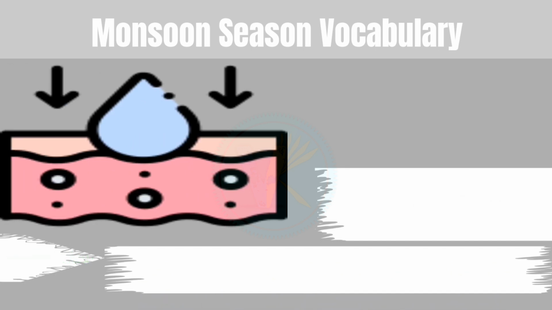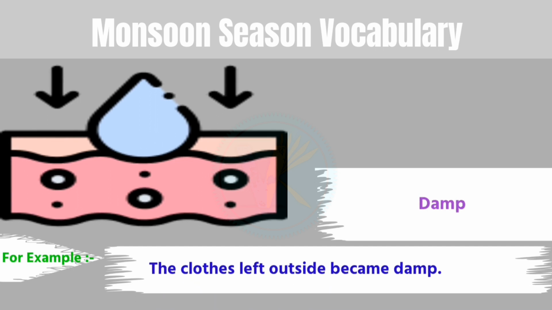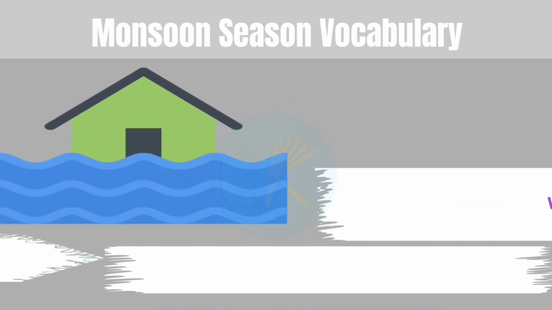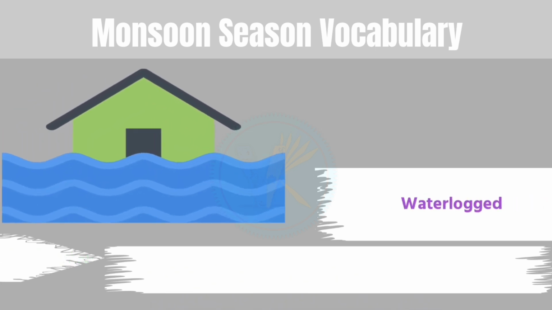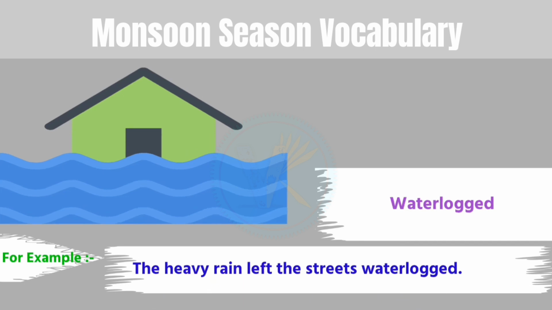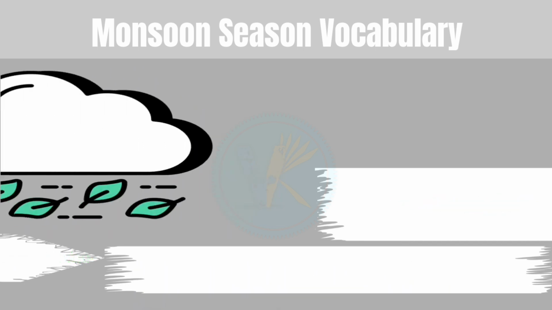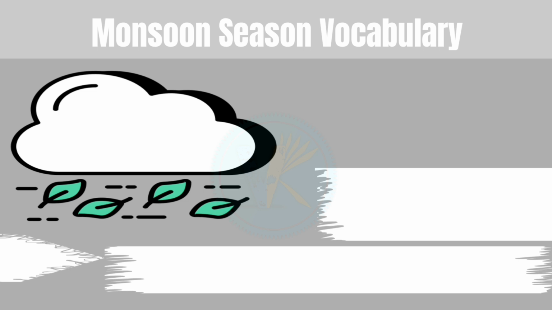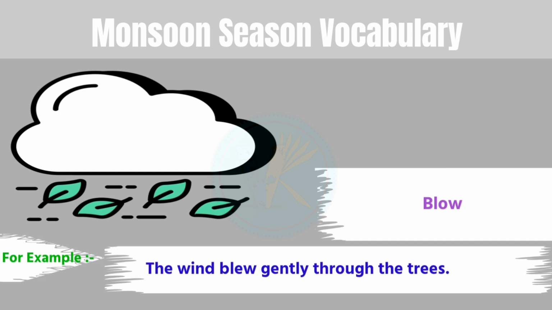Next, damp. Damp. For example, the clothes left outside became damp. Next, waterlogged. Waterlogged. For example, the heavy rain left the streets waterlogged. Next, blow. Blow. For example, the wind blew gently through the trees.